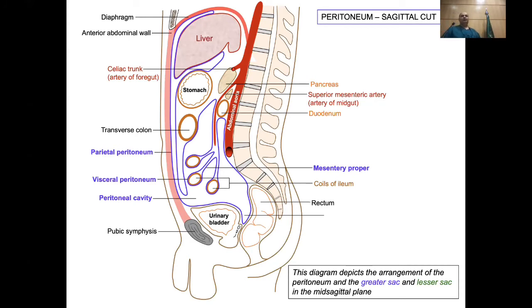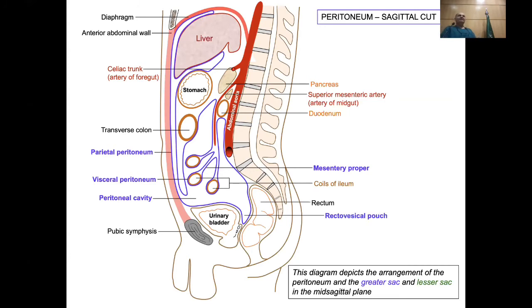So, rectovesical pouch. If this was a female, then I'd be having a pouch between rectum and uterus that is called rectouterine pouch or pouch of Douglas, very famous. So much is connected to that, very important for female health. And then they also have a vesicouterine pouch, but male has only one pouch and female has two pouches. So this is my recto.